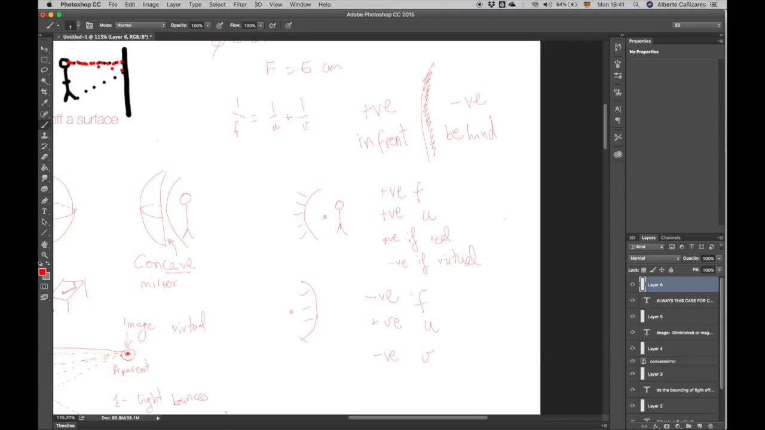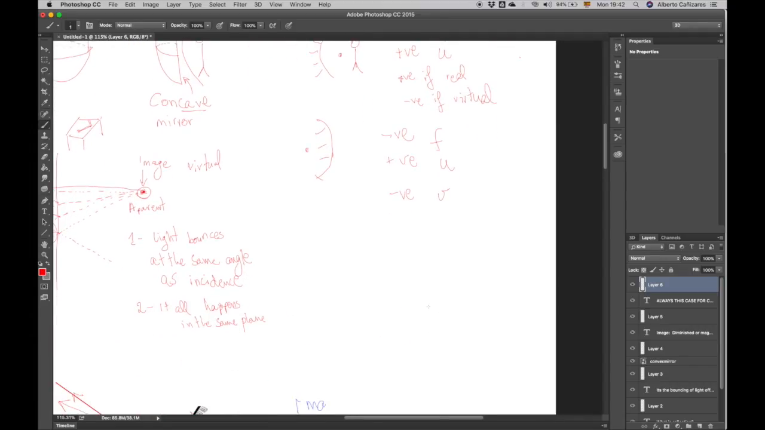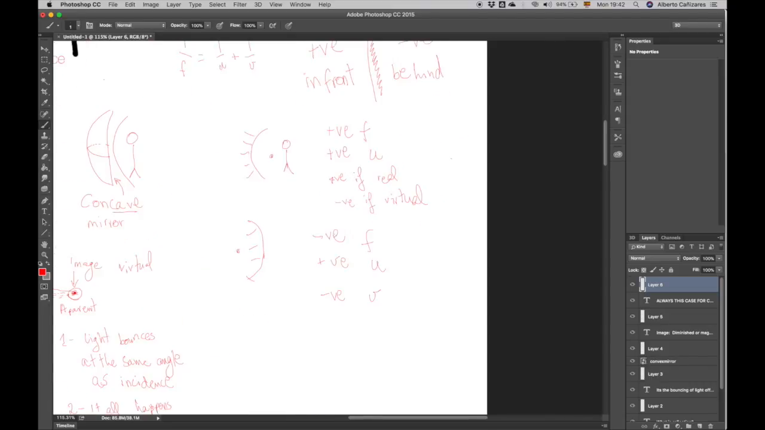So you don't really have to remember this. Just remember that F is always negative for a convex mirror. F is always positive for a concave mirror, right? U is always positive, and then if the image is real, it's positive. If the image is virtual, it's negative. Simple as that, right?